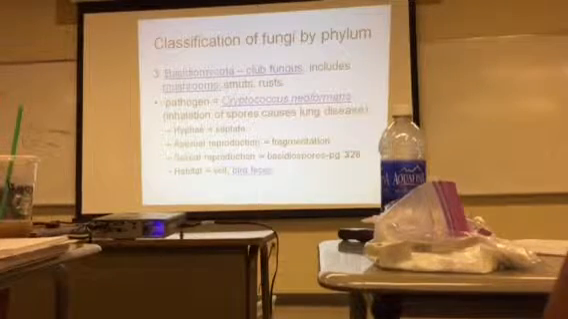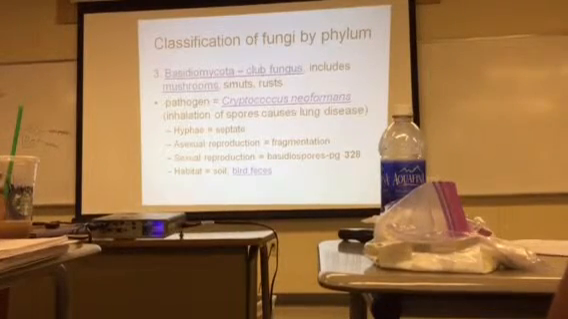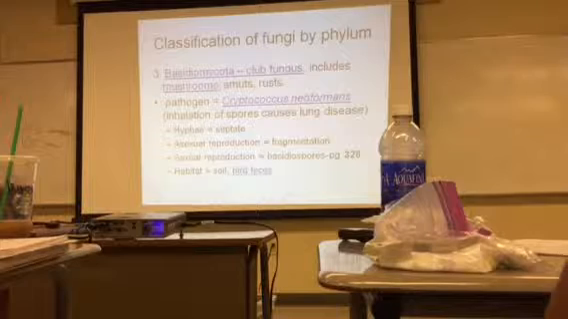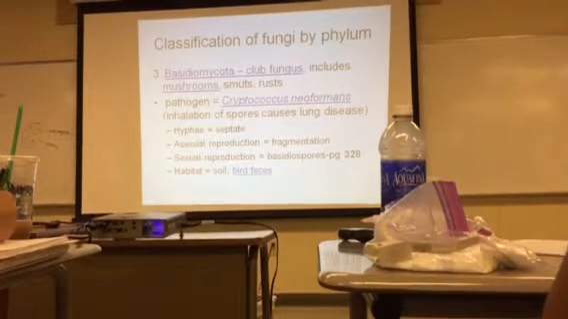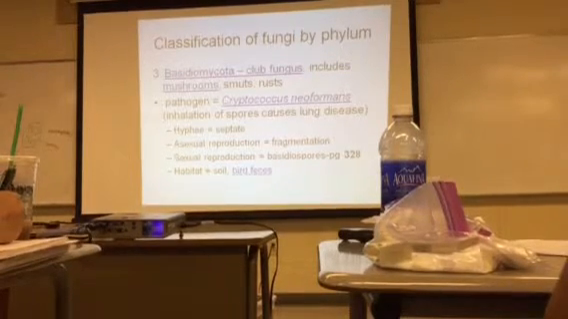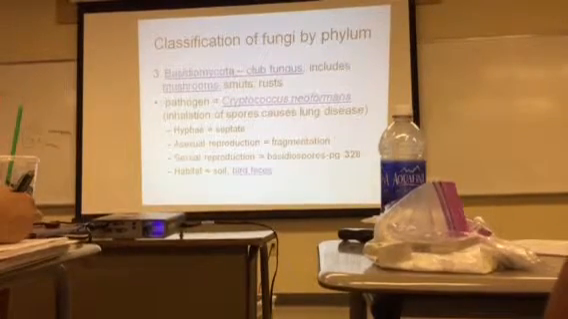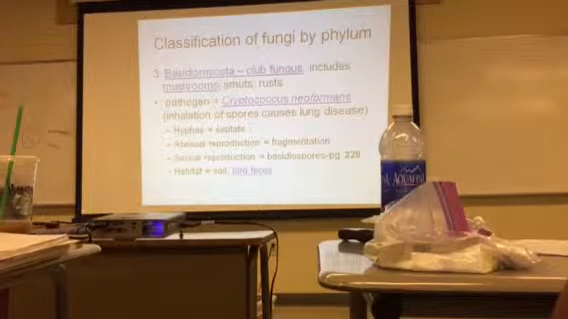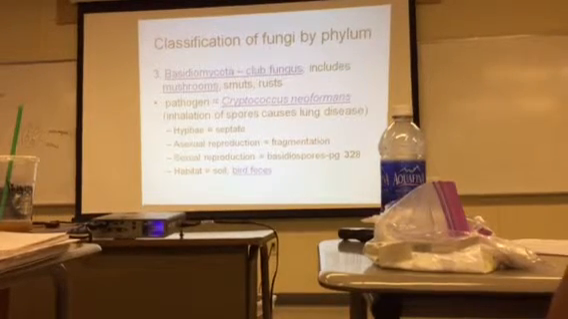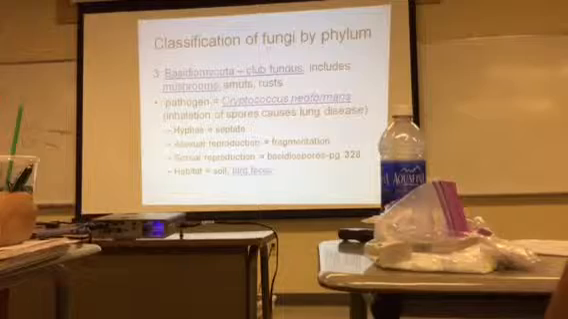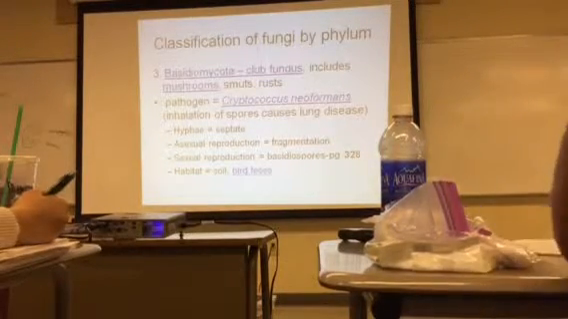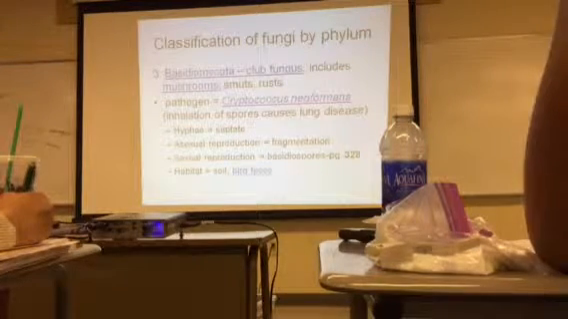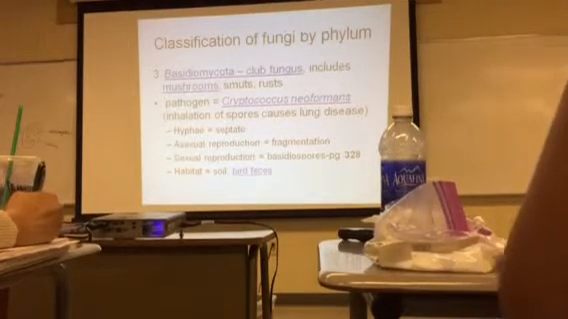Hyphae are septate. Asexual reproduction is by fragmentation, and sexual reproduction is by basidiospores, and you can see a picture in your book. You might want to look at that one, because that one's a little bit different than the others. They live in the soil. They can also be found in bird feces. This Cryptococcus neoformans.